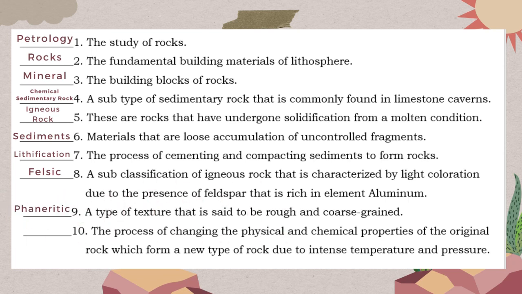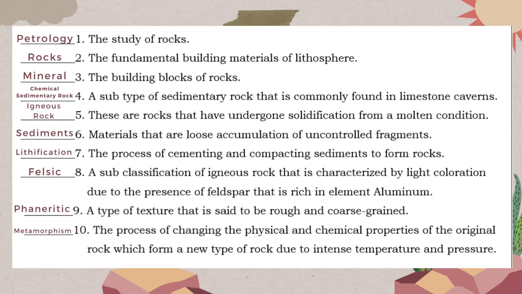Item number 10. The process of changing the physical and chemical properties of the original rock, which form a new type of rock due to intense temperature and pressure. The correct answer is metamorphism. Did you get all the answers correct? Brilliant!